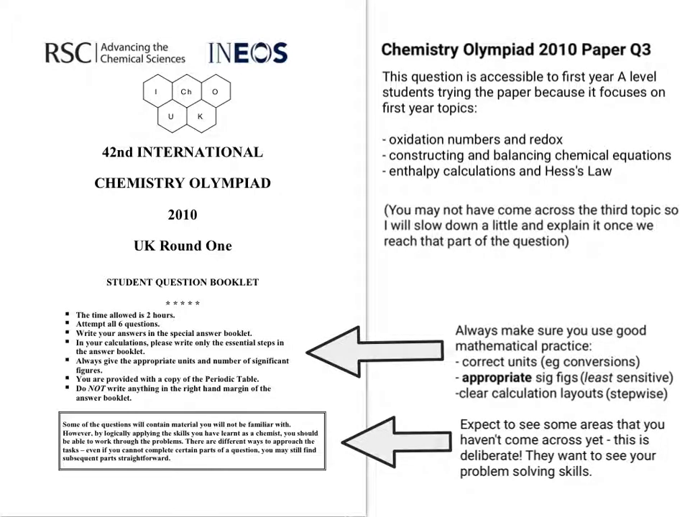So at the bottom, it talks about some of the questions will contain material you have not been familiar with. So what they want to do is on purpose do this, so it puts you off your stride and it makes you use your problem-solving skills instead of relying on recall of facts. So this is something that's key to all chemistry Olympiad papers. That's why it's more challenging.